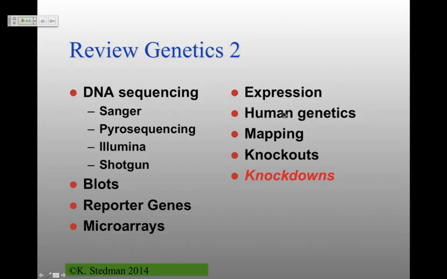Then we talked a little bit about human genetics and mapping and knockouts. We did not talk about knockdowns, and that's why I included it in this review. So we didn't talk about it. It's not going to be on the midterm.